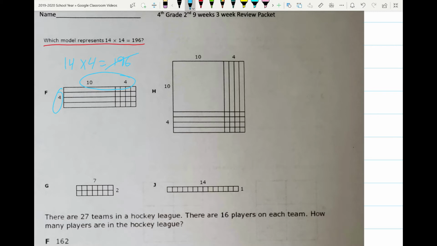Okay? Let's look at G. 7 times 2. That's not going to give me 196. 14 times 1. That's not going to give me 196. Okay, let's look at this. 14 times 14. Yes, that's going to give me 196. So my answer is H.